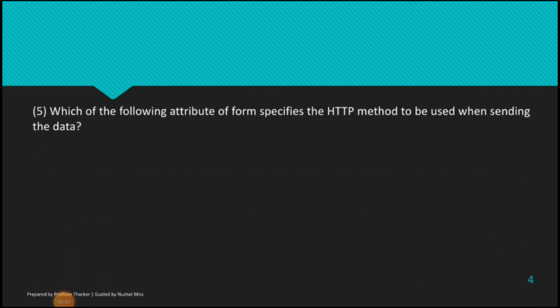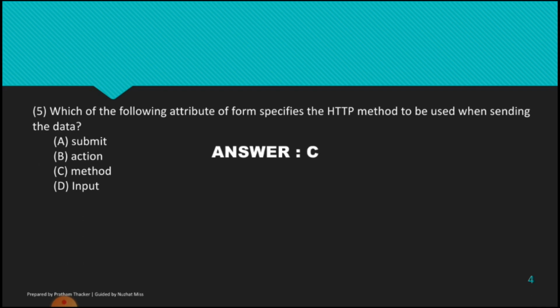Question number 5. Which of the following attribute of form specifies the HTTP method to be used when sending the data? Option A submit, option B action, option C method, or option D input. Answer is option C method.